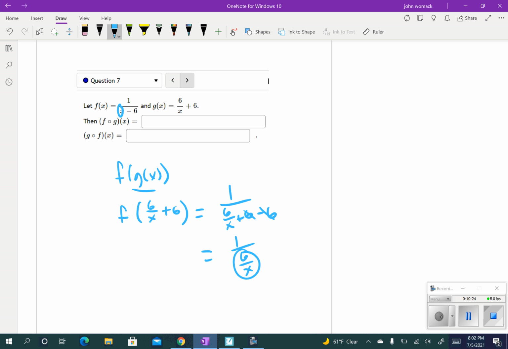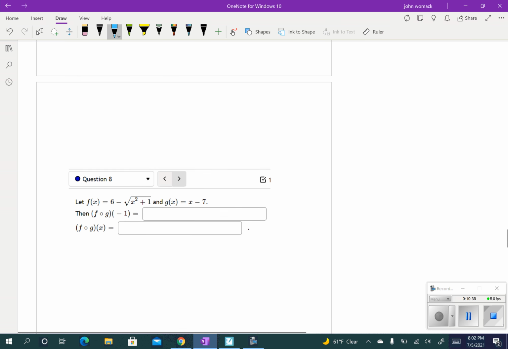Dividing by a fraction is the same as multiplying by its reciprocal. So I think in the end you end up with x over 6. But you can try this. When it doesn't say to simplify, I think we ought to be able to put that in there and it should work from what I've been told.